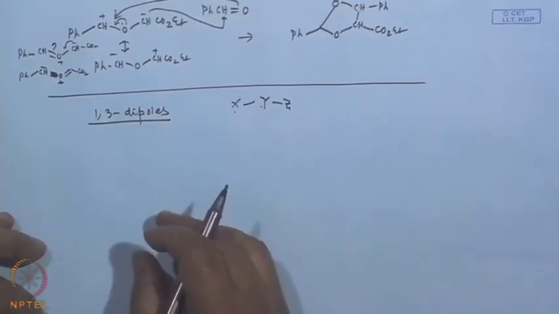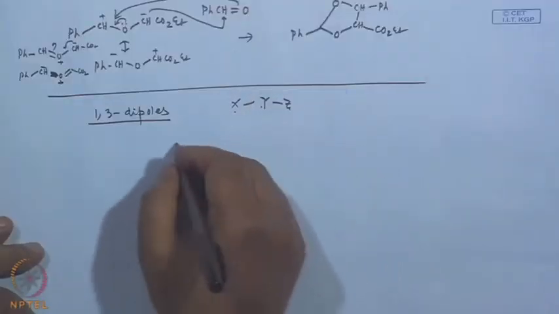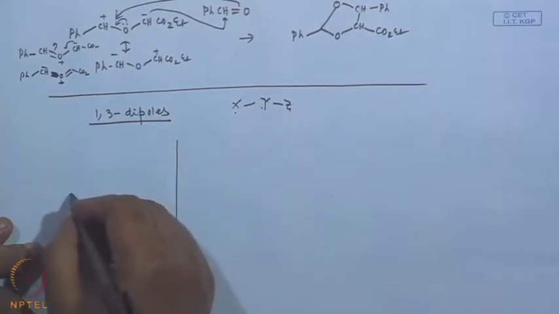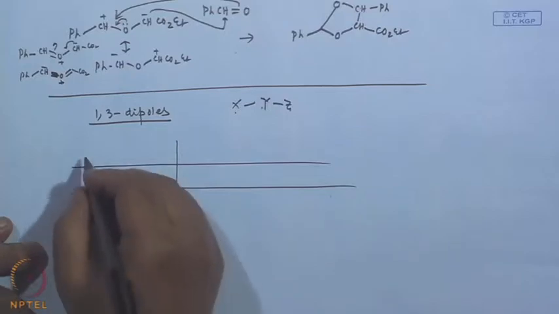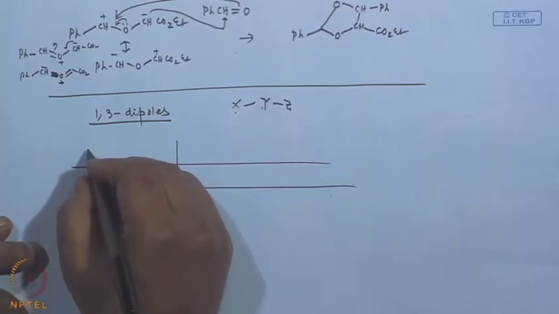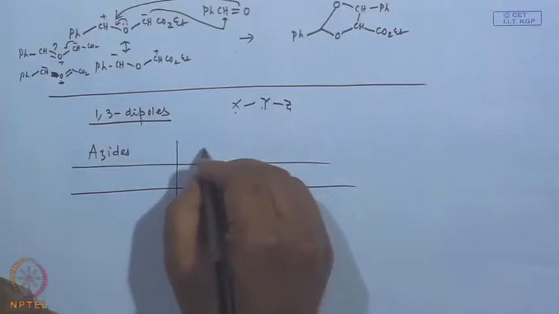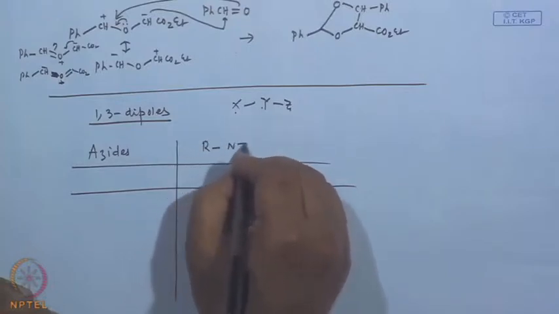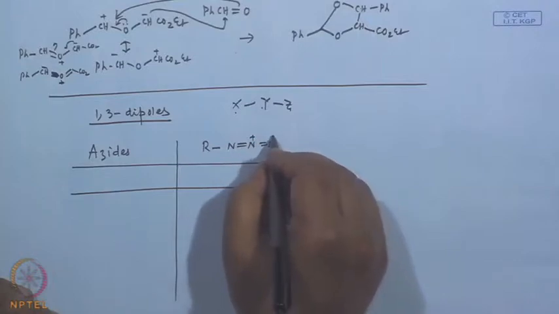The 1,3 dipole is this, and you can have all kinds of combinations. Just very quickly, I'll summarize, and today I'll take up only two of them. One is azides; we have already talked about azides. Azides means you have nitrogen again, all the atoms are nitrogen, and this is plus and this is minus.